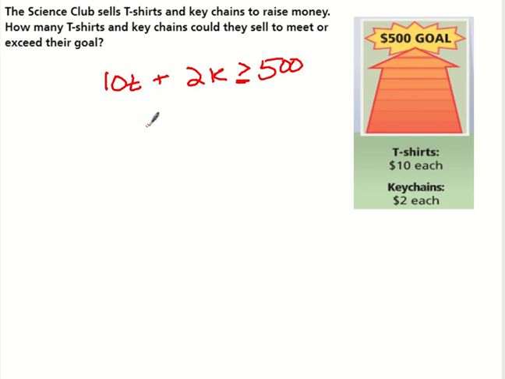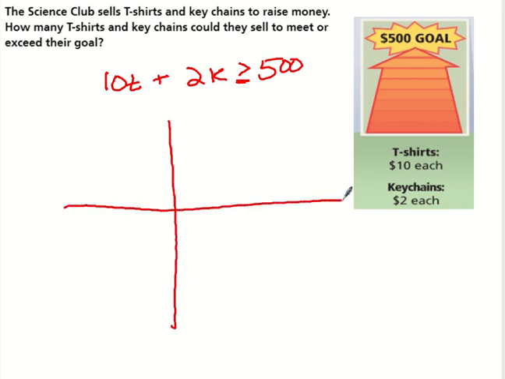Now you can graph it by using the intercepts. That would be totally acceptable. So let's make a graph here. If I graph using the intercepts, we'll use X for t-shirts and Y for keychains. So we can replace t-shirts with X, and we can replace keychains with Y.